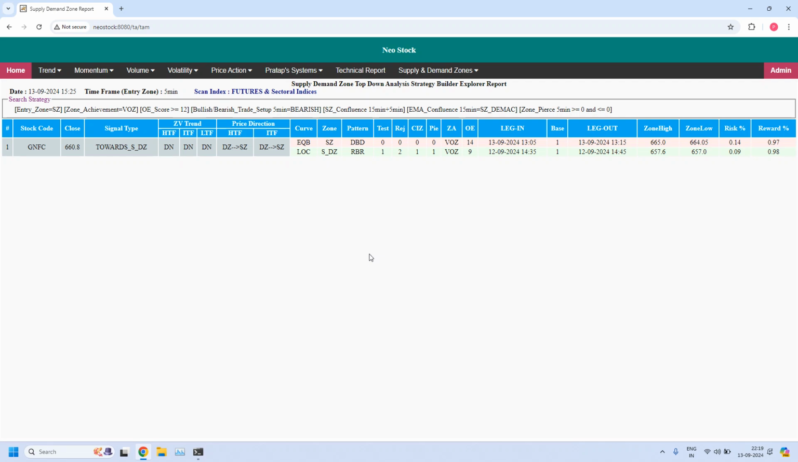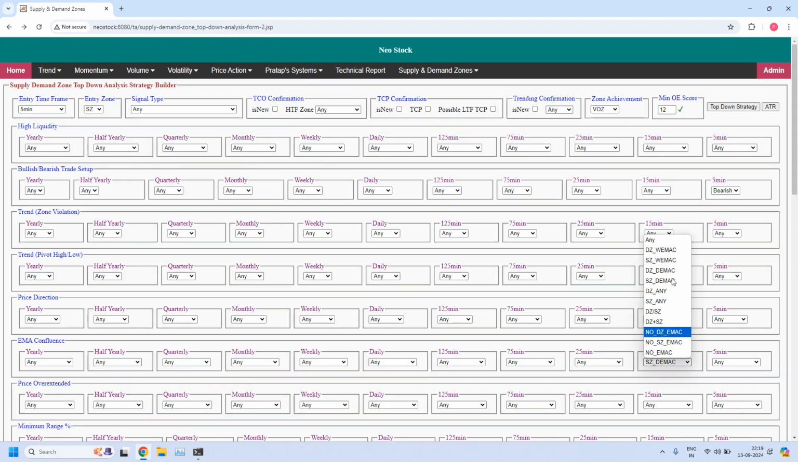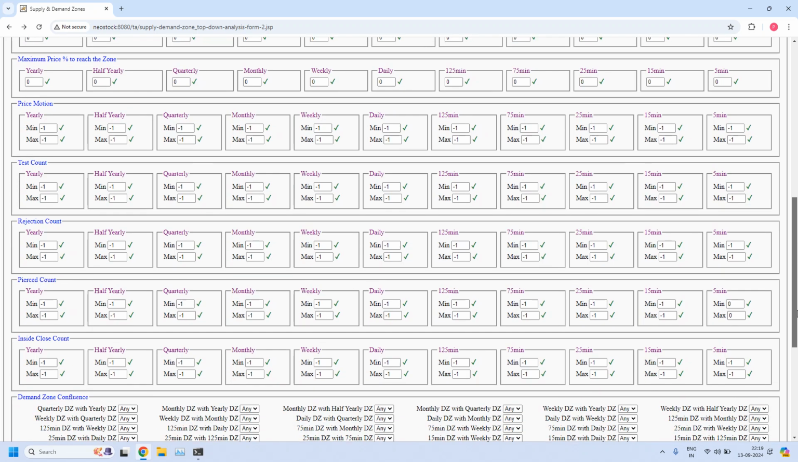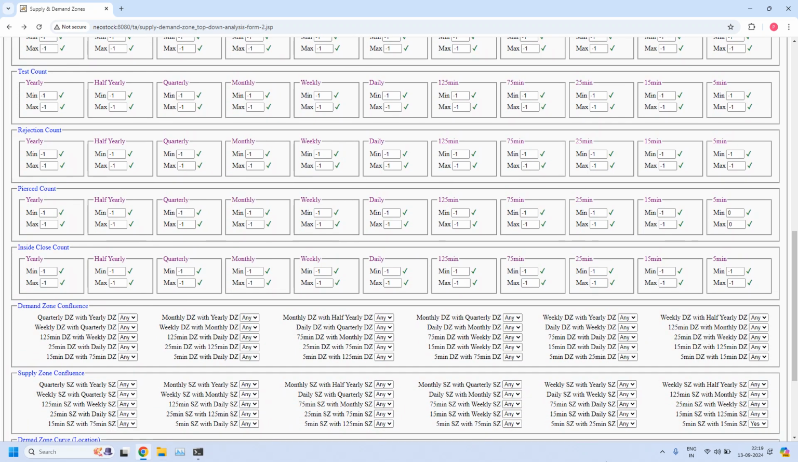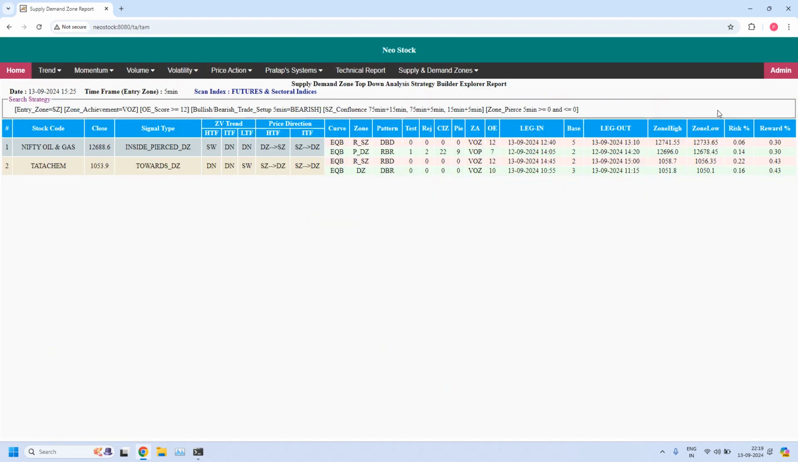Good. Now let's look for LTF, ITF, HTF, because earlier 4 stocks are filtered for ITF without EMA confluence. Out of those 4, how many are having LTF, ITF, HTF? I removed the EMA filter. In the supply zone, 5 minute supply zone with 15 is already enabled. 5 minute supply zone with 75 I am enabling. And 15 and 75 also I selected. Let's filter. 2 stocks are filtered.